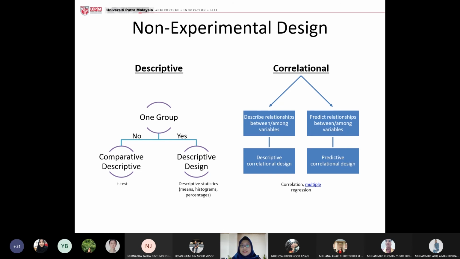But for example, if you want to predict something, a relationship that is in the future. Let's say the government has introduced an environmental act that somehow forces people to segregate their waste, and you want to see the effect of that law on the behavior of the people. That becomes a predictive correlational design. The statistical way of checking that is you can use correlation statistics, or you can use multiple regression.